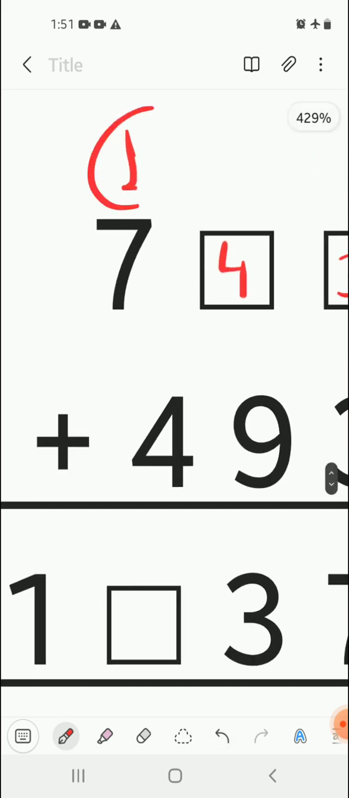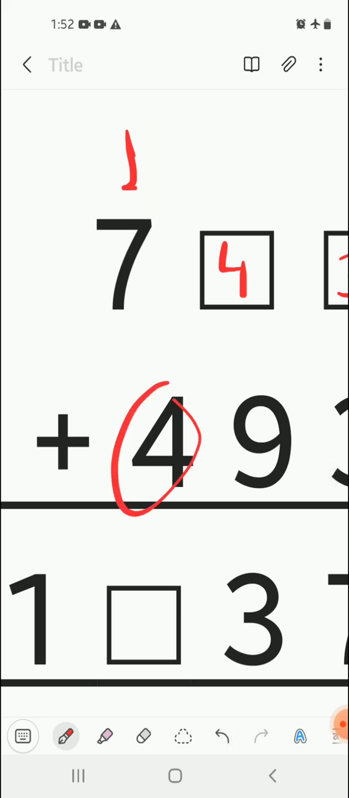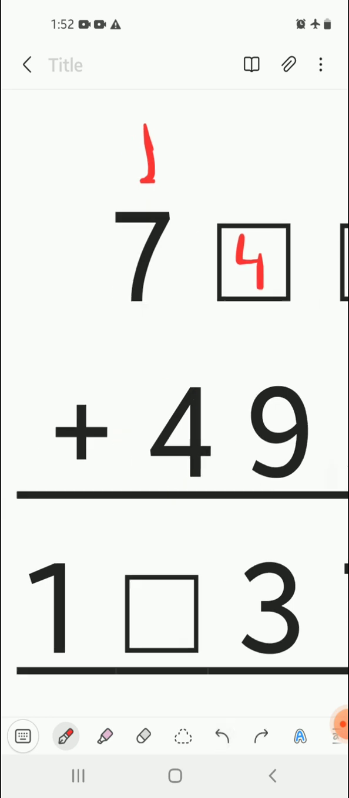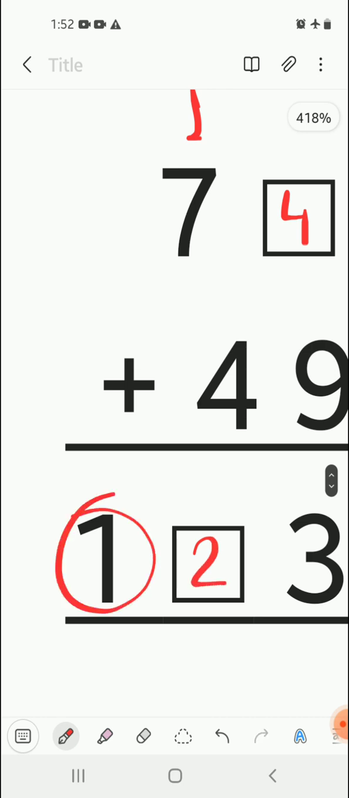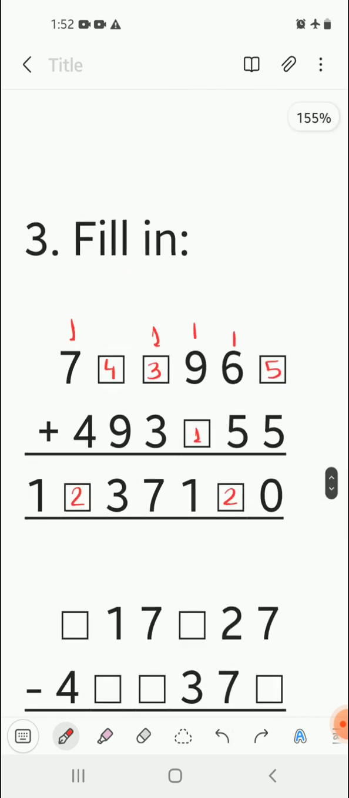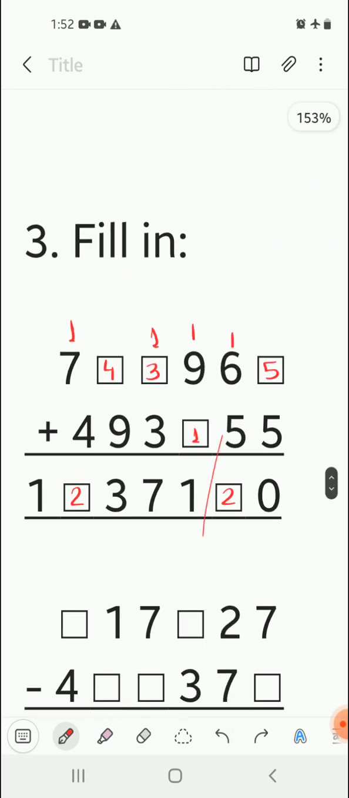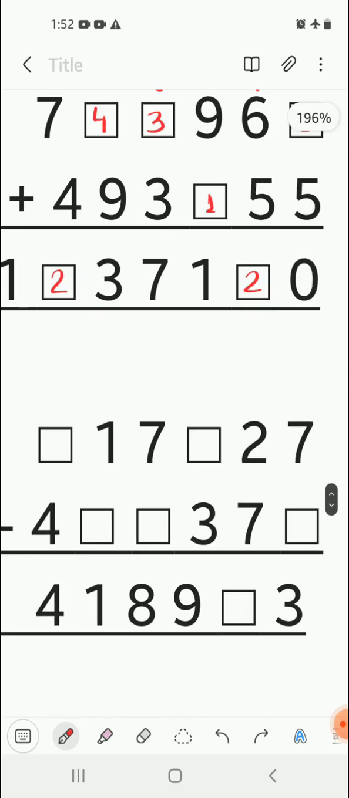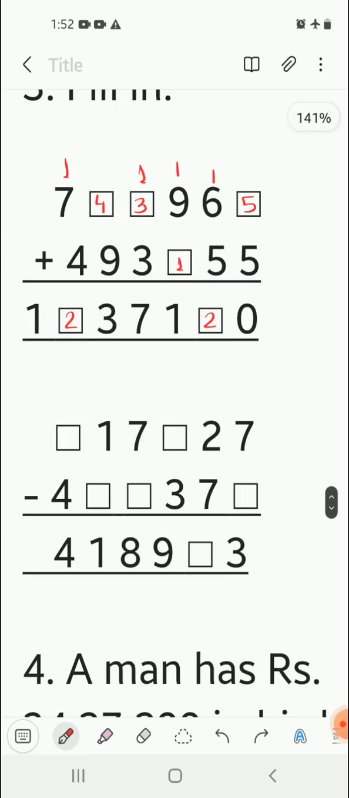Now 7 plus 1, 8 plus 4, 12. So 1 is already given here. You can see here will be 2. 1 is given. So we are done with it. Now we are going to move to the next question of subtraction. Now we have to subtract and fill in the blank.